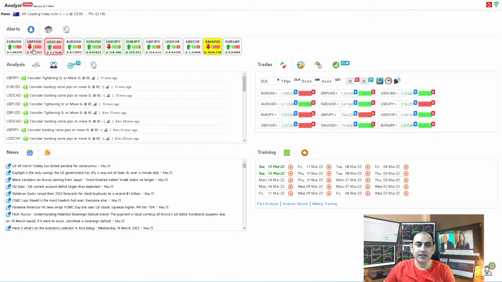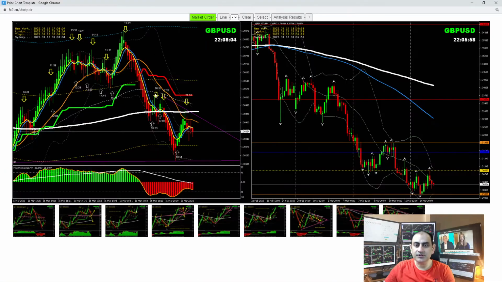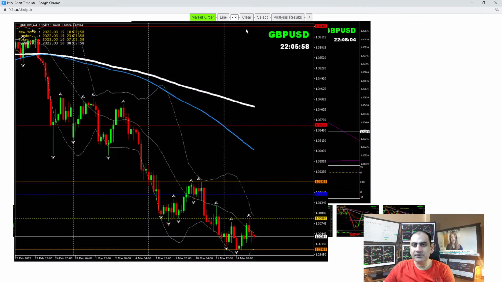And let's move to the cable, pound dollar. We also had a good trade. If you look at the 4-hour chart, as you can see here, we have a long trade here, and as soon as the price broke this morning, we had this beautiful long trade here, but price nicely respected this resistance. And in the New York session, we also had a short trade here.